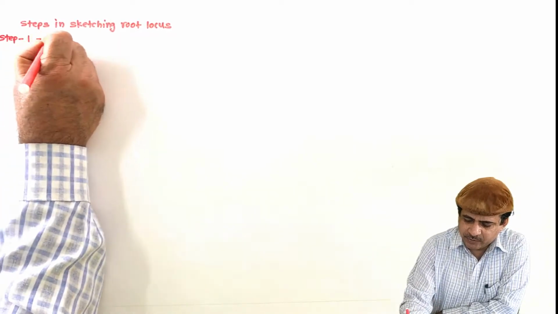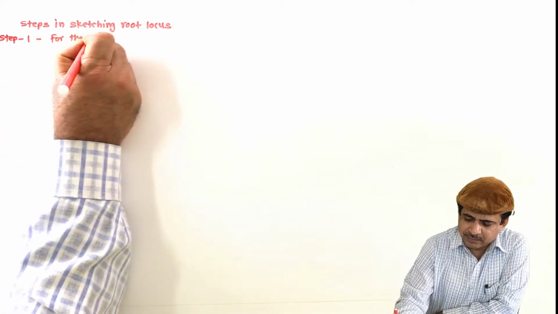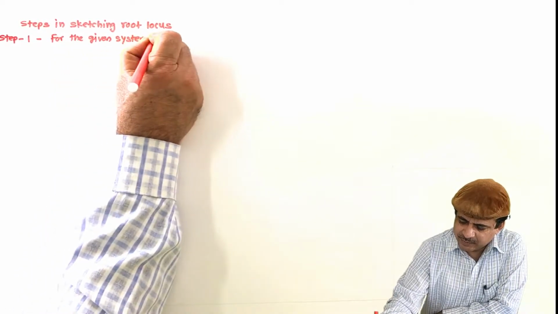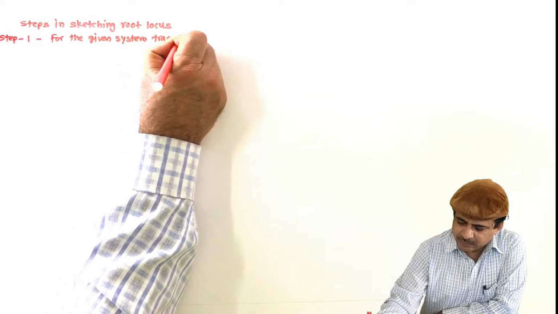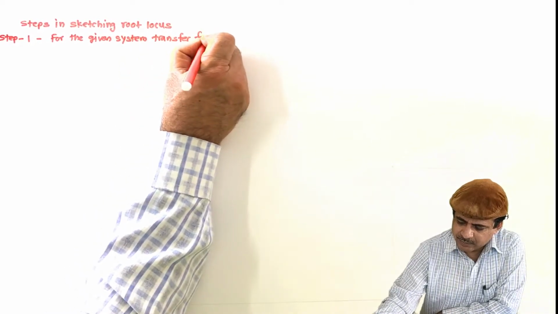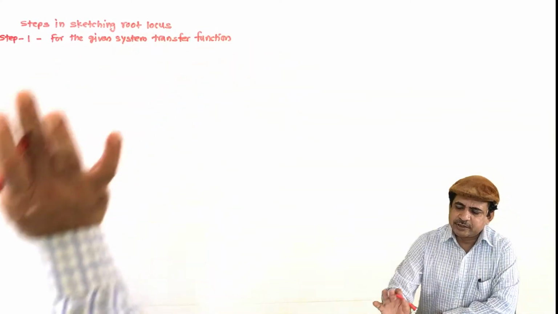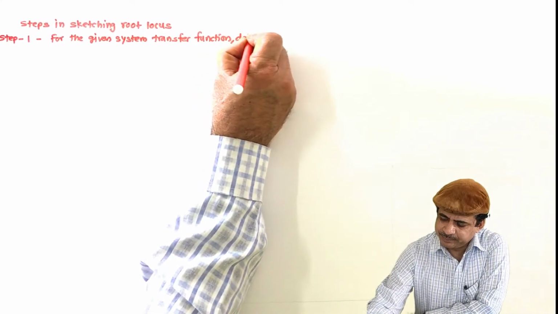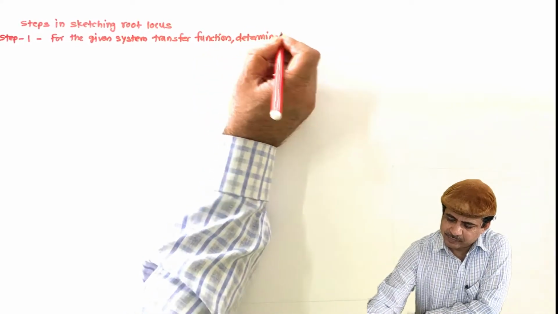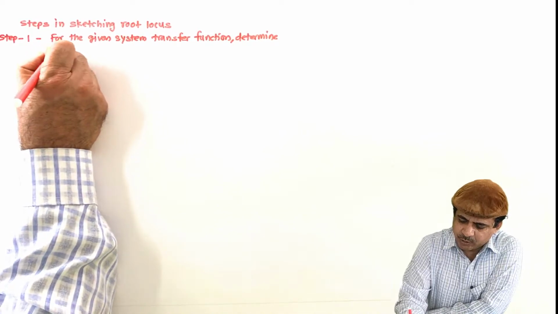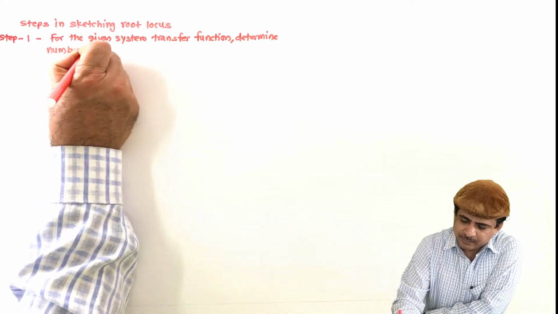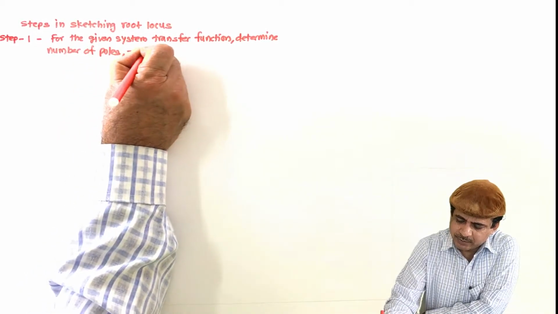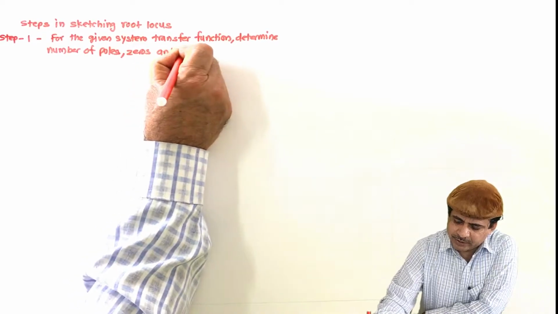Step 1: for the given system transfer function, obviously this is the open loop transfer function G(s)H(s), determine the number of poles, zeros and their locations.